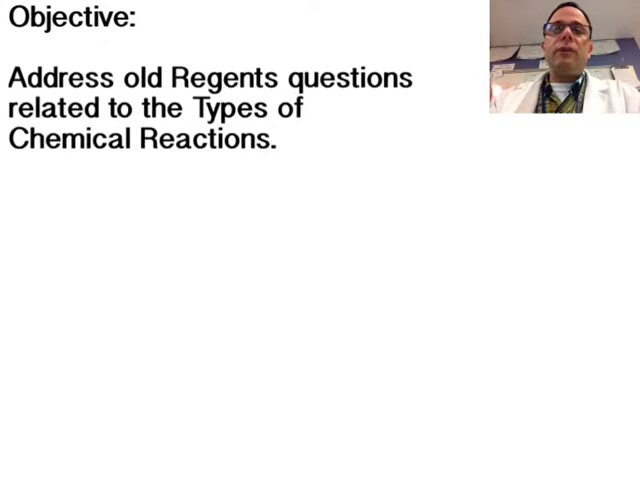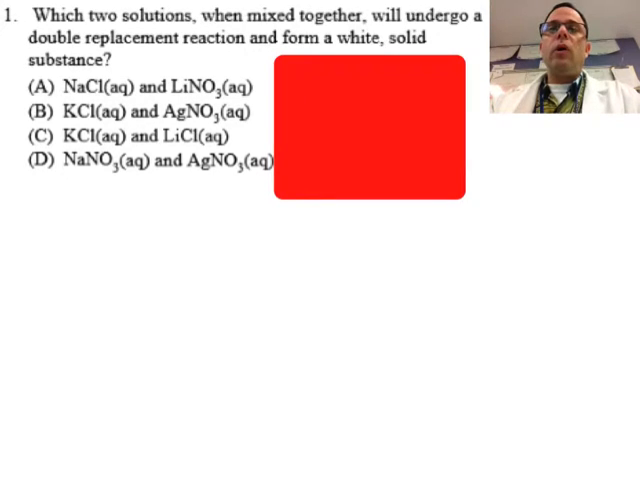Hi everyone. In this video our objective is to address old Regents questions that are related to types of chemical reactions. Question 1. Which two solutions, when mixed together, will undergo a double replacement reaction and form a white solid substance? So they're looking for a precipitate that will form.